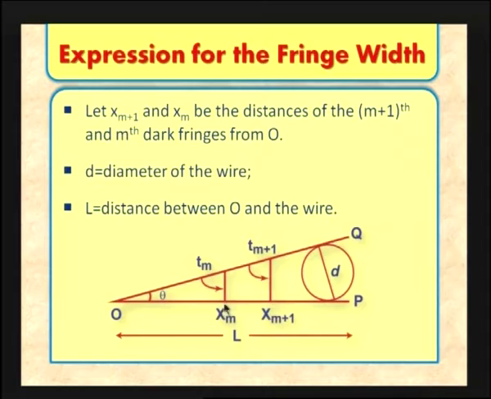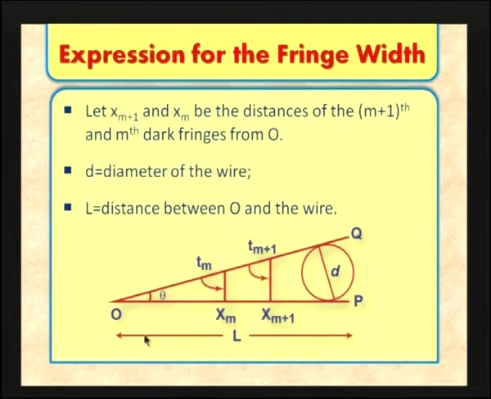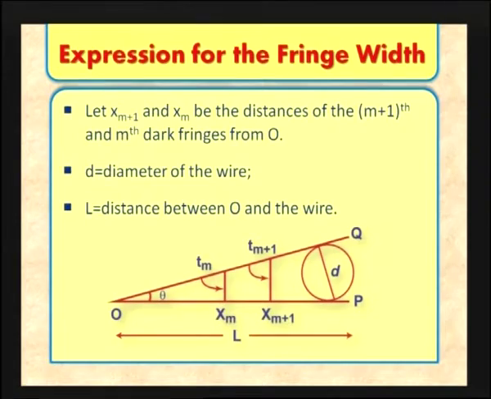So, obviously, this distance will be the band width. It is a distance that separates 2 successive bright fringes or 2 successive dark fringes. You have got the mth dark band, m plus 1th dark band. So, obviously, this distance that separates x m and x m plus 1 gives you the fringe width. After having got the expression for the fringe width, we will see how the diameter can be expressed in terms of beta, the fringe width.